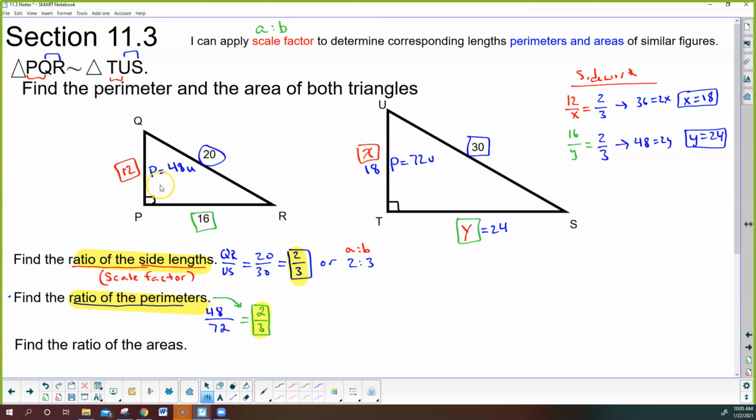Okay, now I also need to find the areas. I want to find the ratio of the areas. So I got to find the area of each triangle. And I might do that off to the side here. I don't have a lot of space, but I know that a triangle area is 1/2 base times height. The base I can call 16. The height is 12, and I know that because of the 90-degree angle.